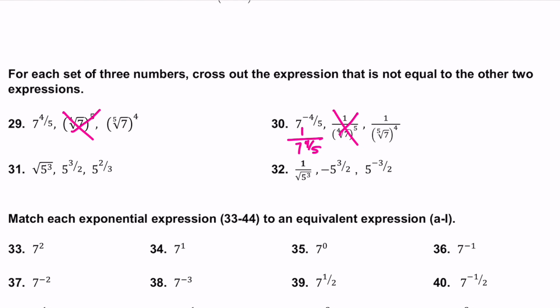Number 31, we have the square root of 5 to the 3rd power. If there's not a number, it's like a 2, and that would be the denominator, so these two are going to be the same. That third one is not.